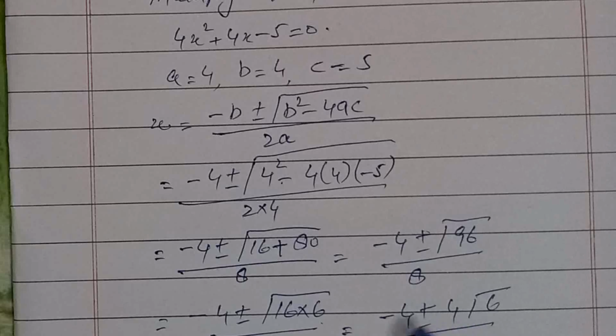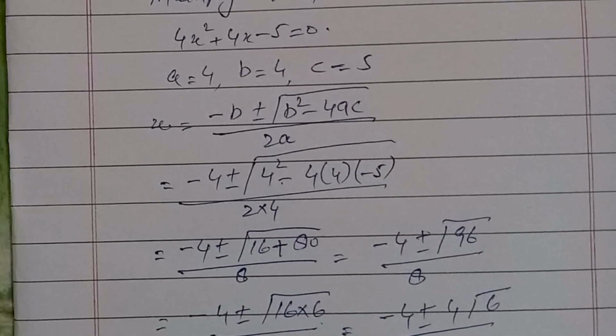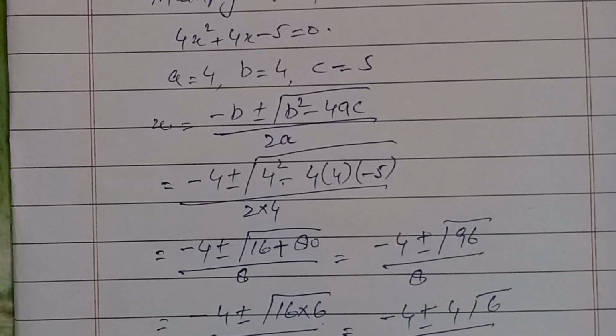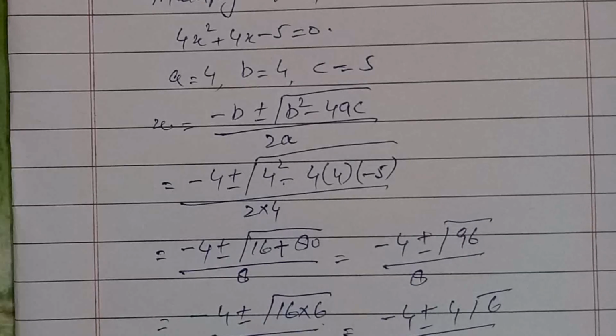Here take common 4. We get (−1 ± √6) / 2, since 4 ones are 4, 4 twos are 8. This is the value of x.